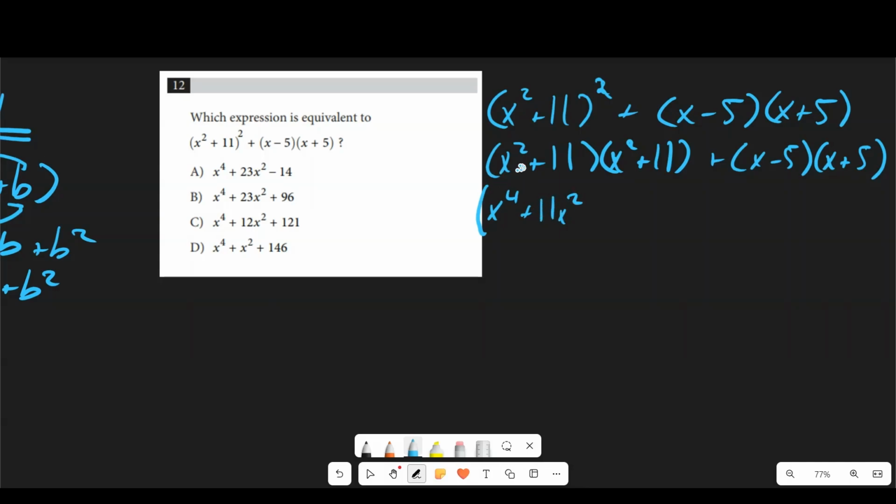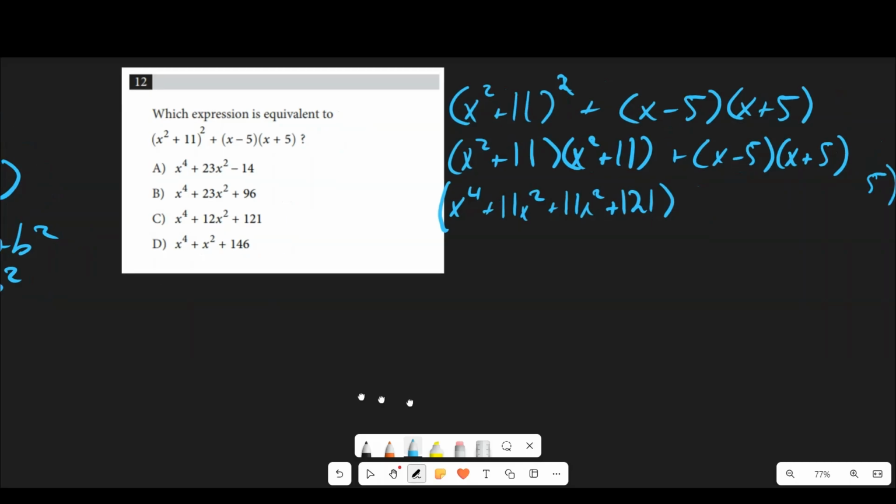And then we would do the inner terms. So that is 11 times x squared. We will do 11x squared over here. And then finally the last terms, which should be 11 times 11, which would be 121. And I'm just going to move the screen over just a little bit so it's easier to see. Okay.